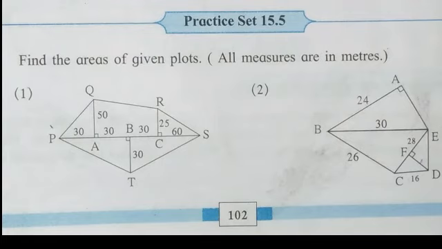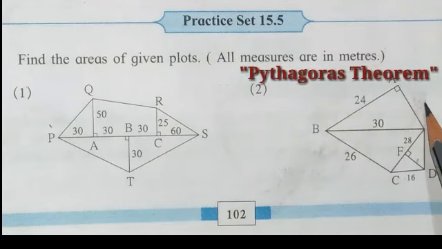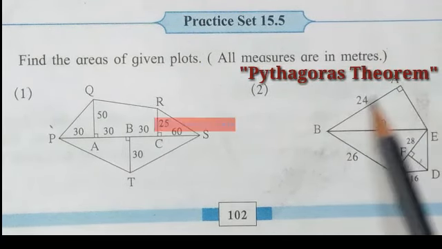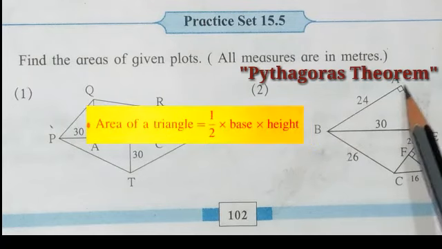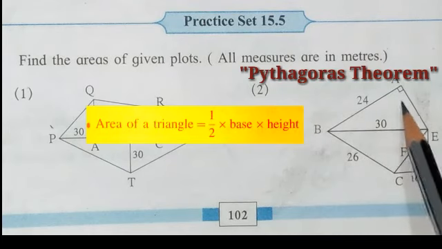I will just give you some guidelines. As one side of the right angle triangle does not have a measurement, you have to find this side's length by using the Pythagoras theorem. Once you get this figure, then by using the area of a right angle triangle, that is 1 upon 2 into base into height, you can find out the area of this section.